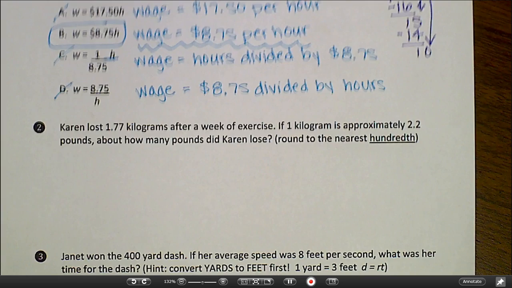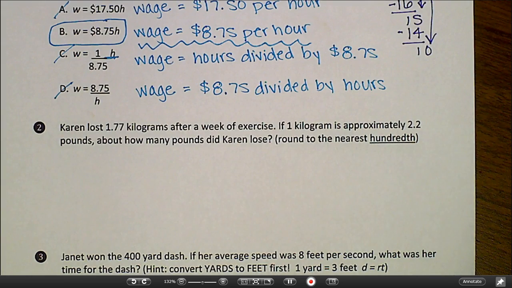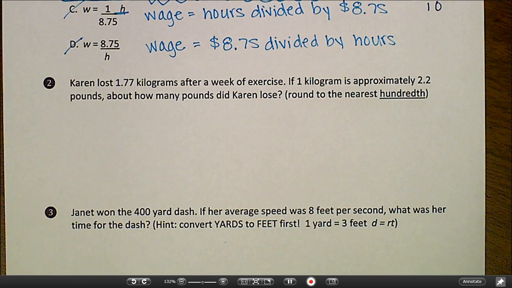All right, let's look at number 2. Karen lost 1.77 kilograms after a week of exercise. If 1 kilogram is approximately 2.2 pounds, about how many pounds did Karen lose? Round to the nearest hundredth.